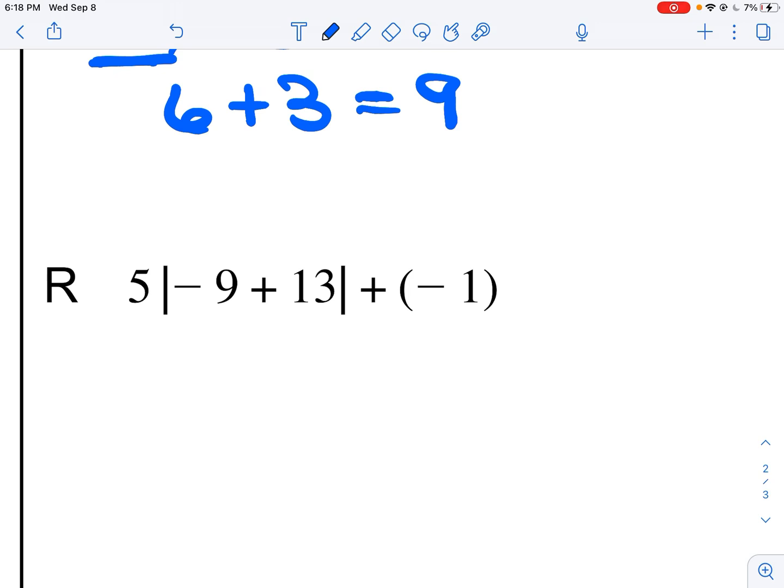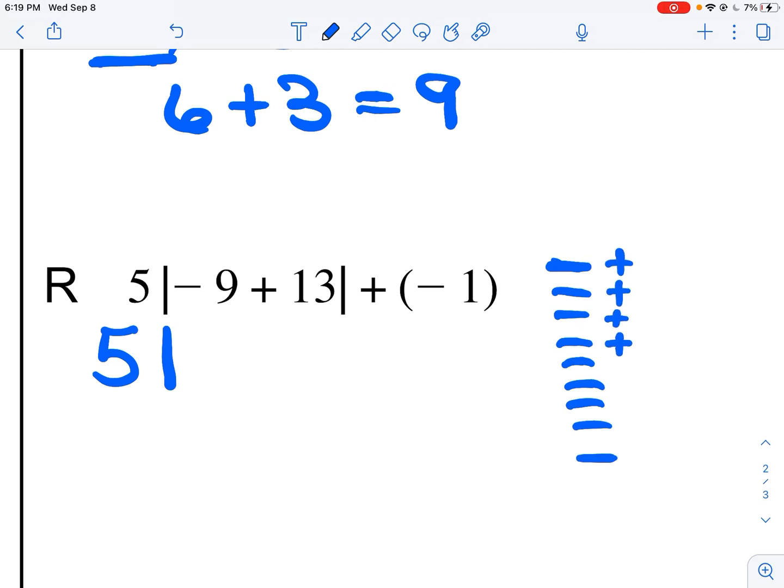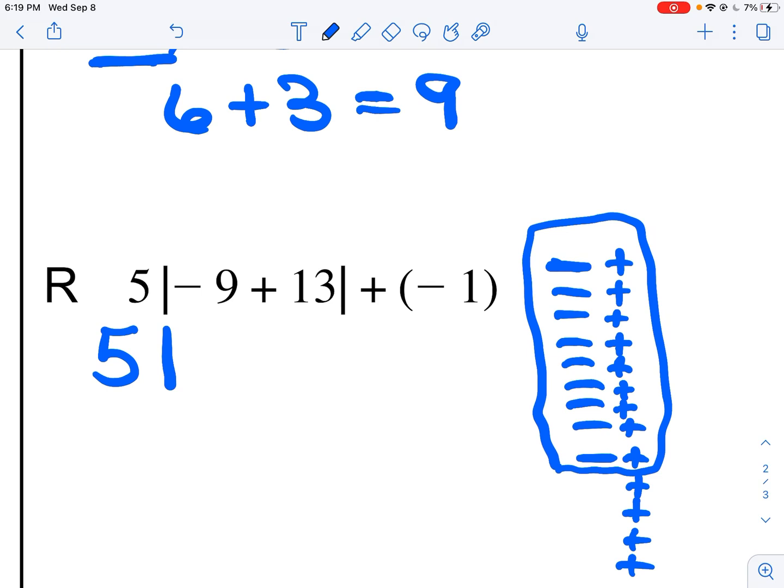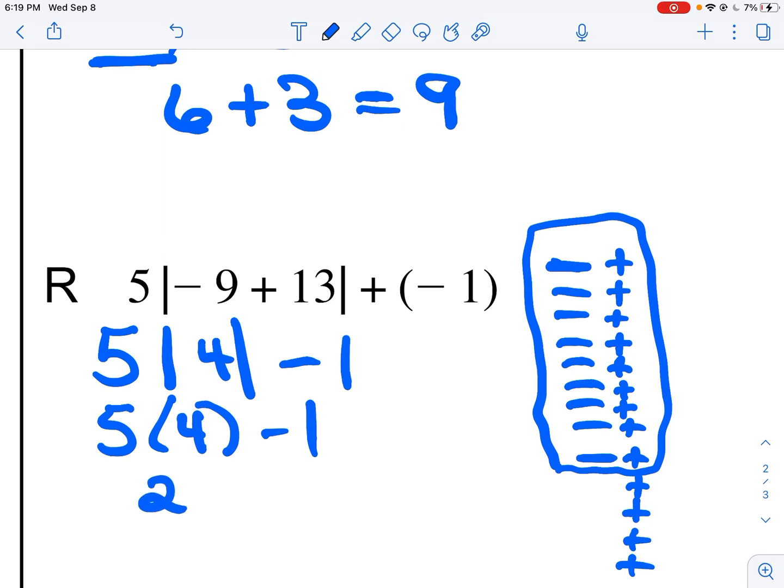Right here, I do what's inside the absolute value first. So I have 1, 2, 3, 4, 5, 6, 7, 8, 9. And I have 1, 2, 3, 4, 5, 6, 7, 8, 9, 10, 11, 12, 13 positives. These cancel themselves out, so I'm left with 4 positives. So the absolute value of 4 is 4. So then I get 20 minus 1, which is 19.